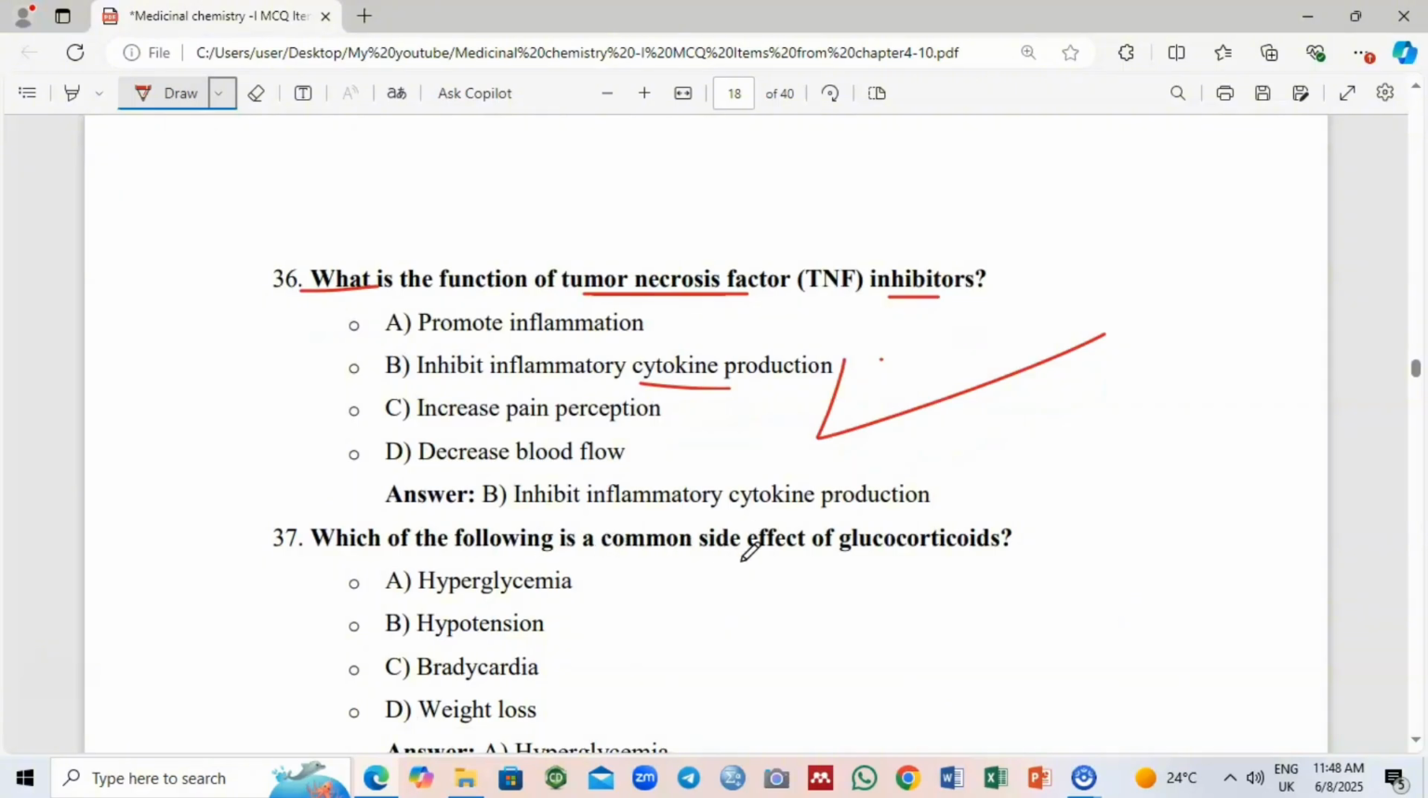Which of the following is a common side effect of glucocorticosteroids? A. Hyperglycemia. B. Hypotension. C. Bradycardia. D. Weight loss. So glucocorticosteroid is a class of corticosteroid which is very important in glucose metabolism. Therefore, its side effect may be associated with hyperglycemia.